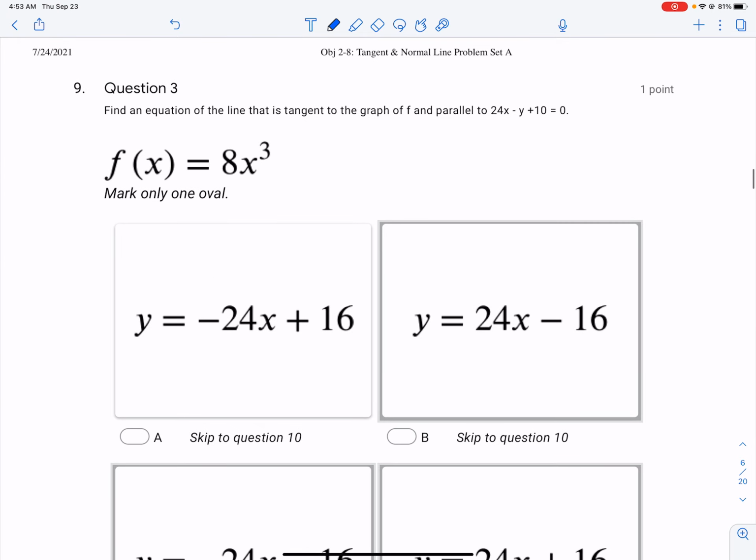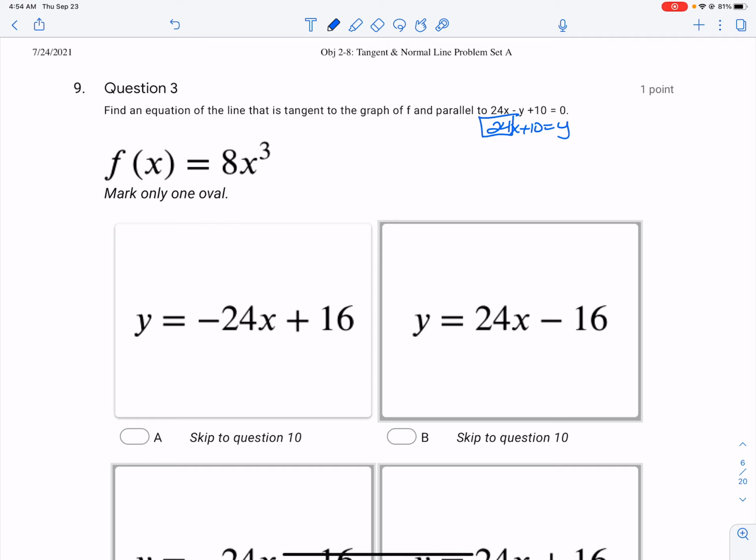Moving right along, question 3. Find the equation of the tangent line so that the graph is parallel to this equation. So first let me figure out what parallel is, same slope. So what I need to do is, let's see, which way do I want to go? I want to add y to both sides. So 24x plus 10 is equal to y. So my slope here is 24.